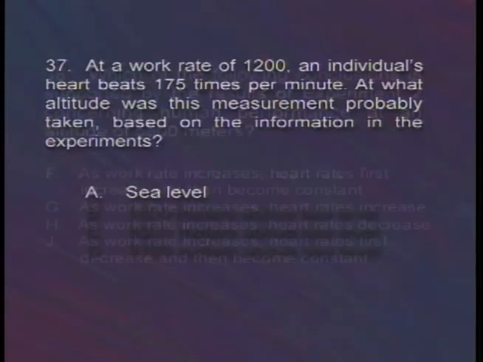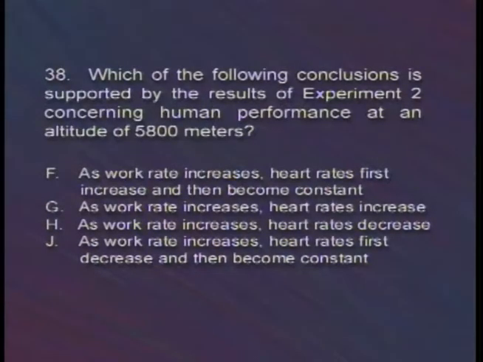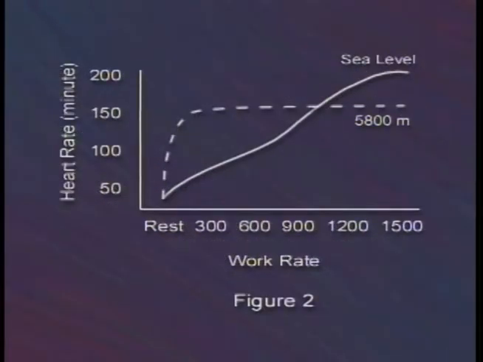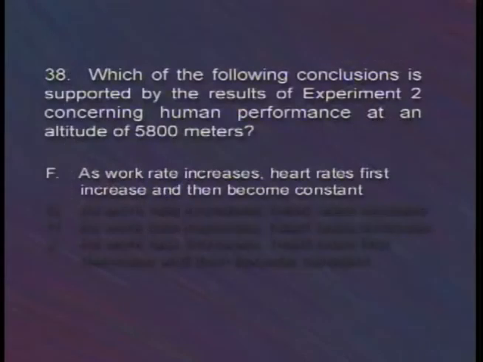Question 38. Which of the following conclusions is supported by the results of Experiment 2 concerning human performance at an altitude of 5,800 meters? Let's use Figure 2 and let's focus only on the dotted line, the one representing performance at 5,800 meters. What happens to heart rate as work rate increases? Looking at this figure, we can see that heart rate initially increases and then stabilizes or becomes constant. The best answer is F. As work rate increases, heart rate first increases and then becomes constant. The correct answer is F.